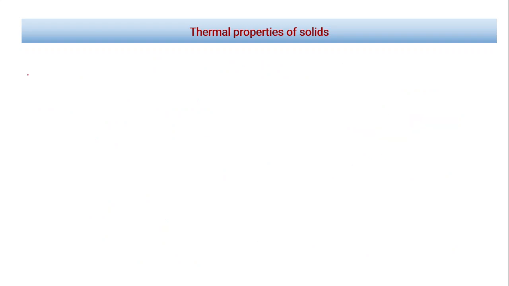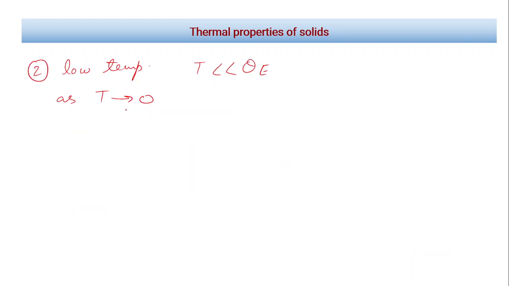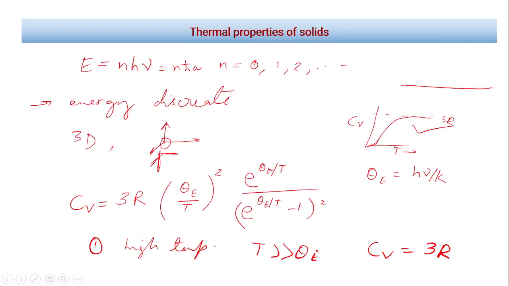The next was to see what happens at low temperature, that is when T is very small compared to theta E. As T tends to 0, from the same expression, when we take this into consideration, we get that as T approaches 0, CV is 0. So even in this expression, as T goes to 0, CV goes to 0, which is correct.